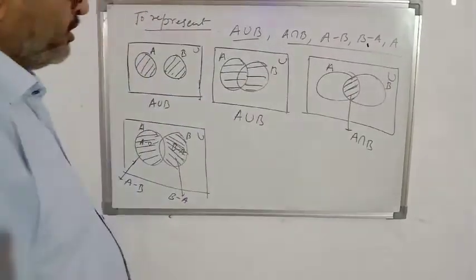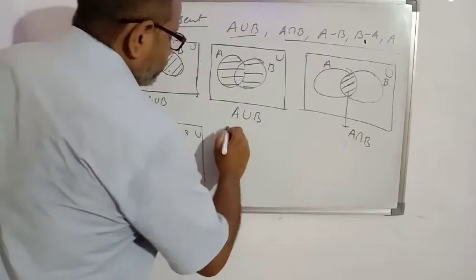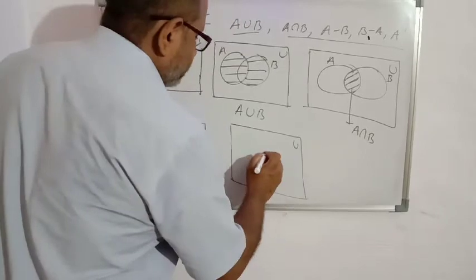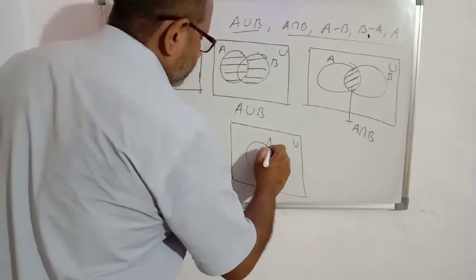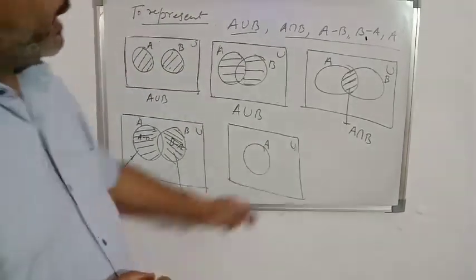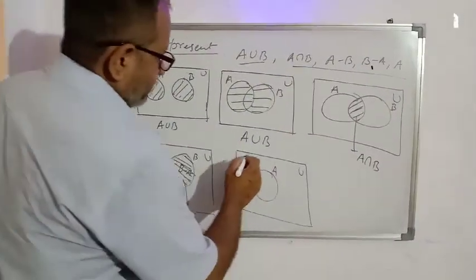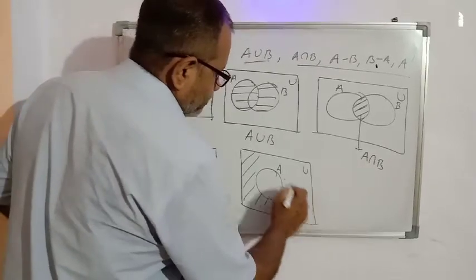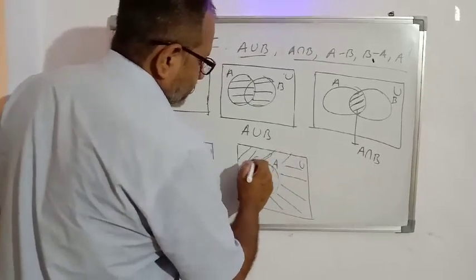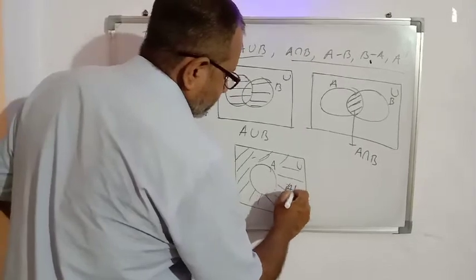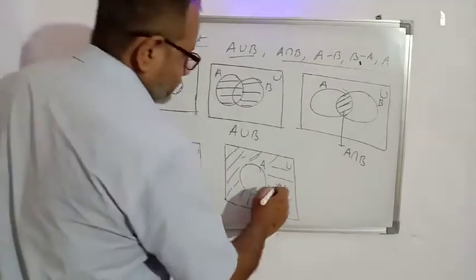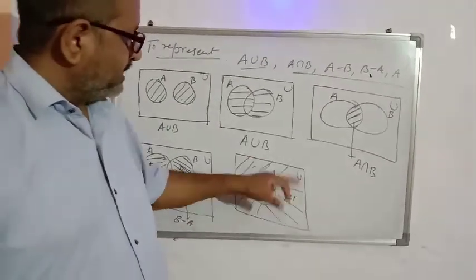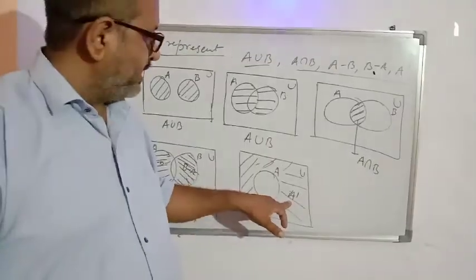Next one, complement of A. So complement of A, this is the universal set. Make a circle for the set A, but we have to take its complement. So we will shade the outer region of the circle, the outside region of the circle. This shaded region represents A dash. The unshaded region is the set A, but the shaded region is the complement of A, A dash.